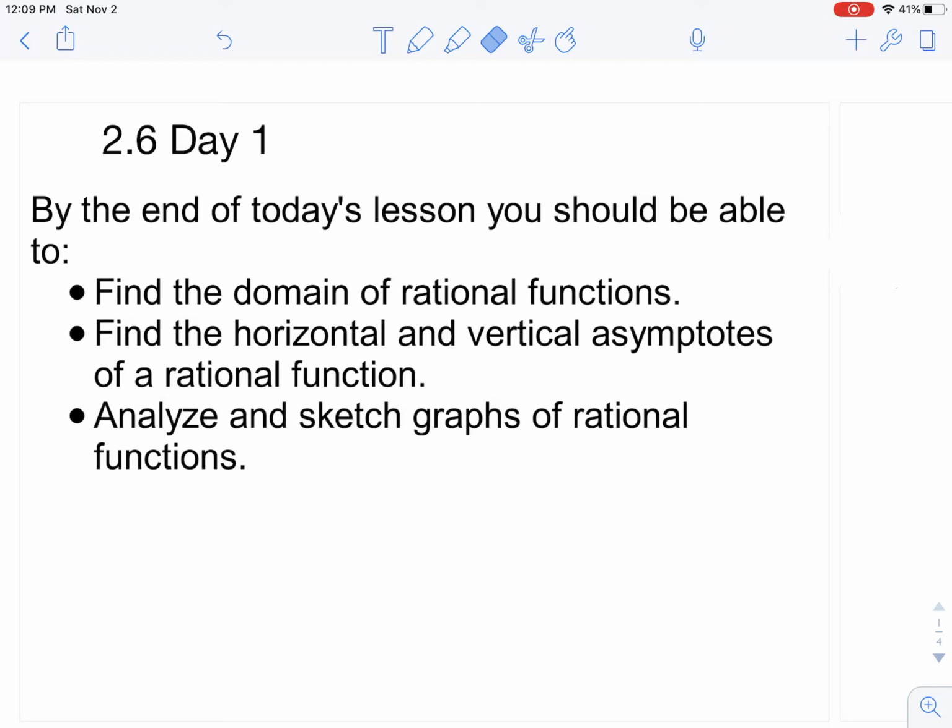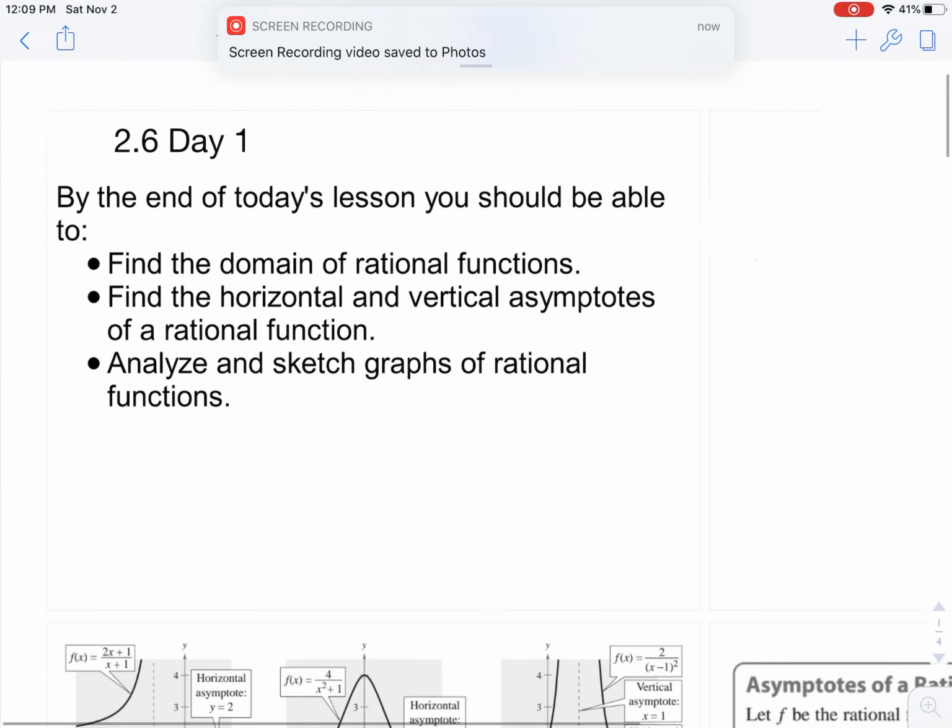All right, today's lesson is 2.6 day 1. By the end of today's lesson, you should be able to find the domain of rational functions, find the horizontal and vertical asymptotes, and then analyze and sketch graphs of rational functions.